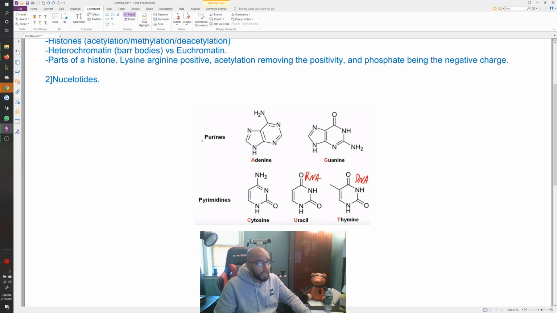Other than that, they have, of course, the fact that purines are A and G, pyrimidines are C, U, and T, as labeled here.